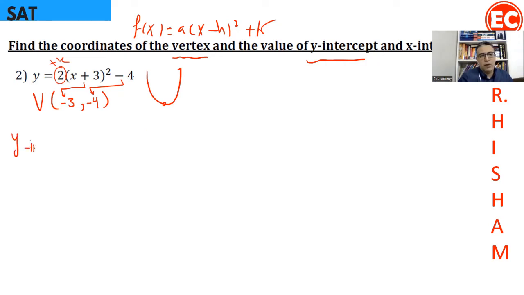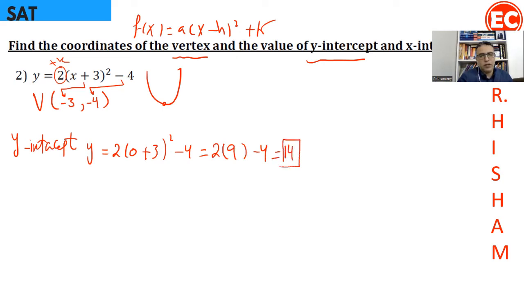So I am looking right now for the y-intercept. So I'm going to replace x with 0. Three squared is 9, minus 4, is equal to 14. Wait, let me be careful: the y-intercept is 14, or (0, 14). Here is the y-axis. Here is the point 14. Here is the vertex: 1, 2, 3, negative 3, and 1, 2, 3, 4, negative 4, so it's somewhere here. So I'm going to sketch a parabola.